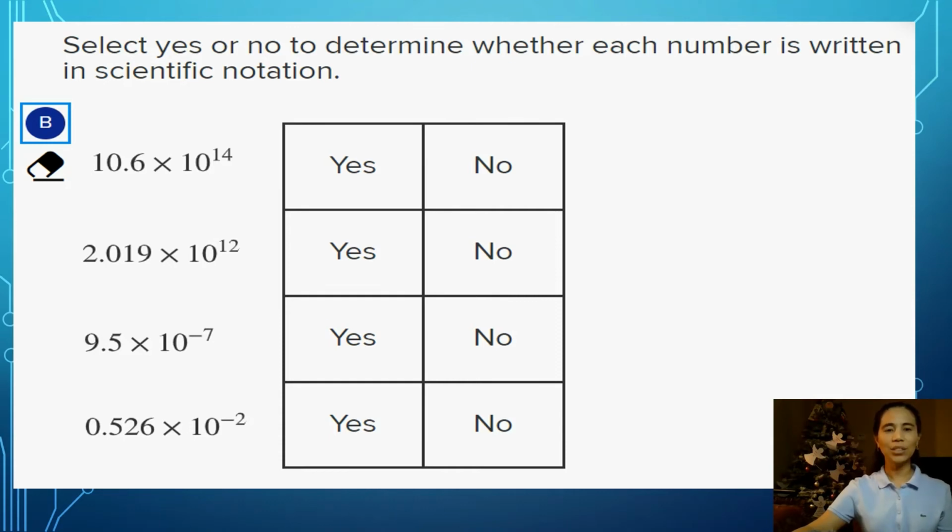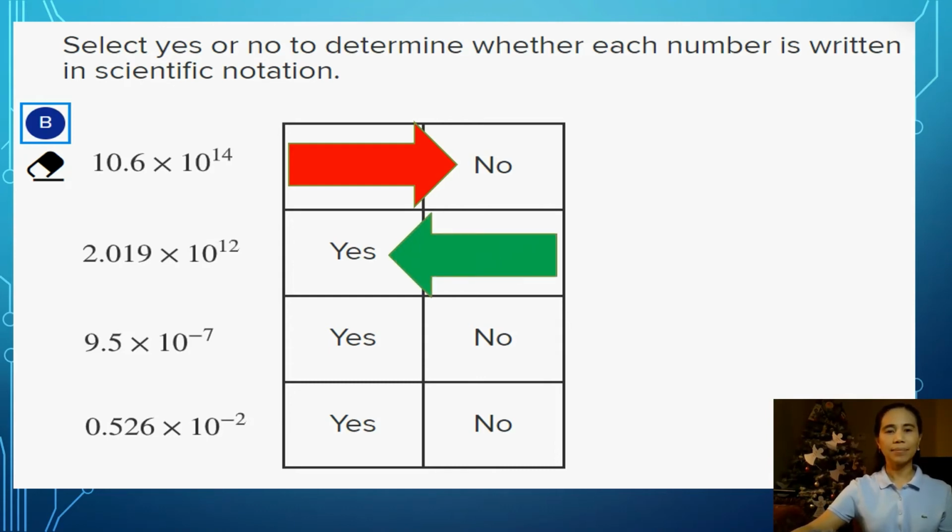Alright, let's check your work. The first one, 10.6 times 10 to the 14th. Well, the answer for this is no. Why? Because the first term should be less than 10. It could be equal to or greater than 1, but should be less than 10. That is why it is a no.